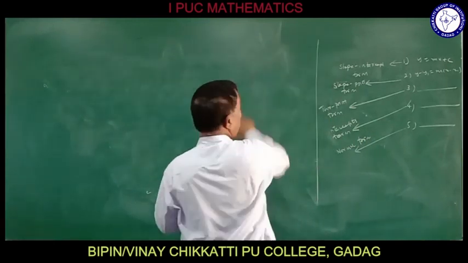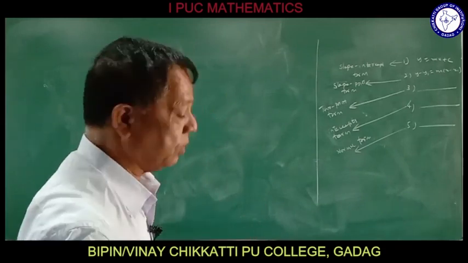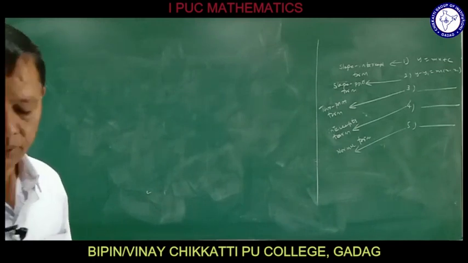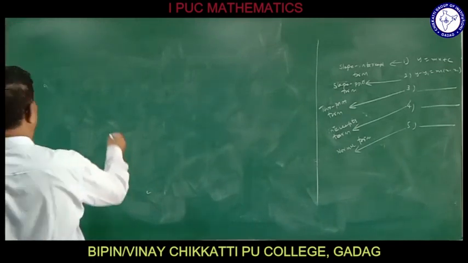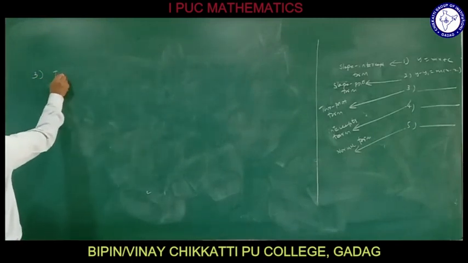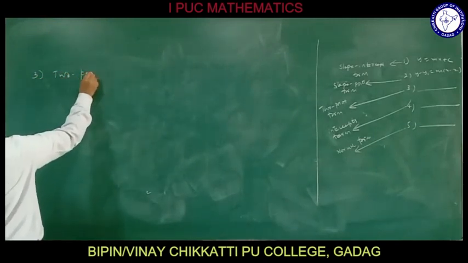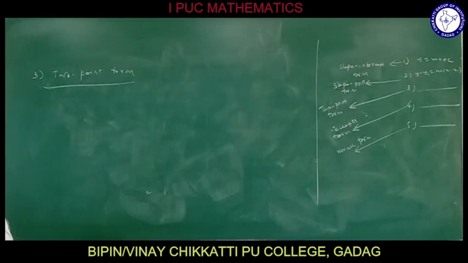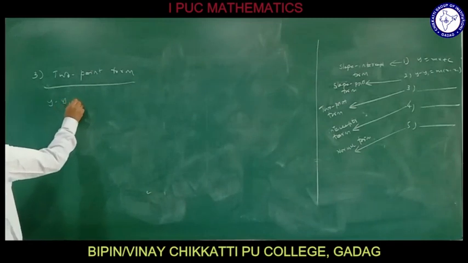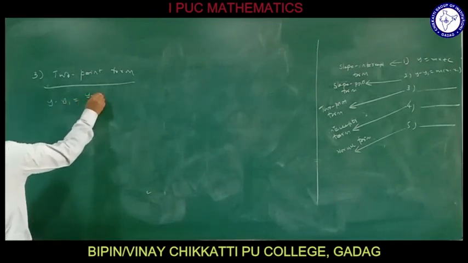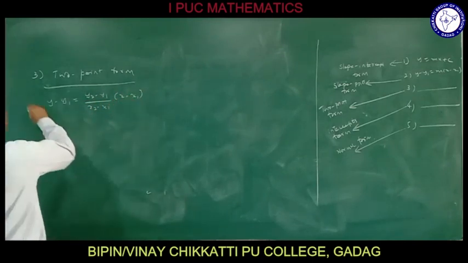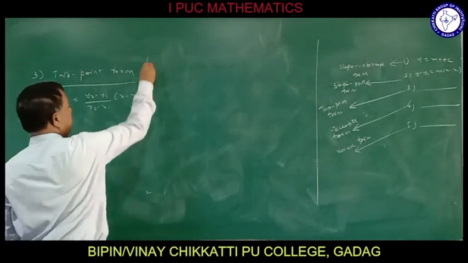Now two are completed. Now I am going to see the third one, which I have already told you: the two-point form. Derive the equation of a line in two-point form as y minus y1 is equal to y2 minus y1 divided by x2 minus x1 into bracket x minus x1. This is the two-point formula. So now I have to explain how to prove this.